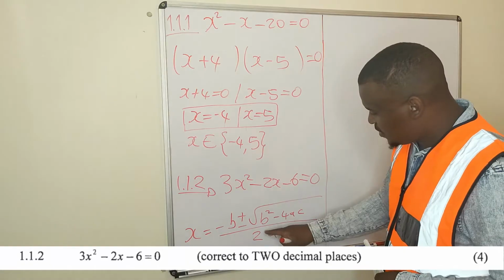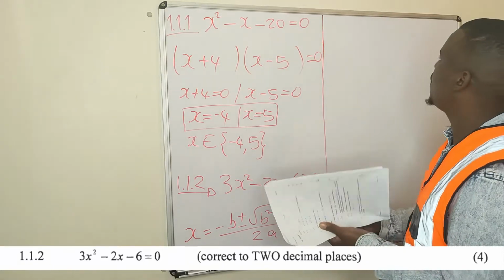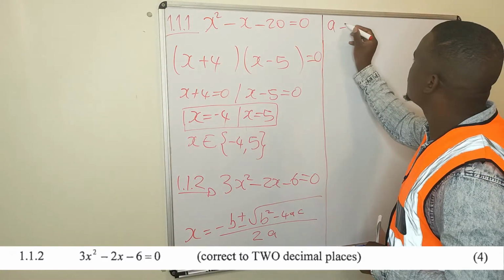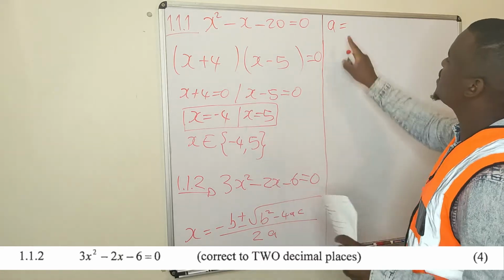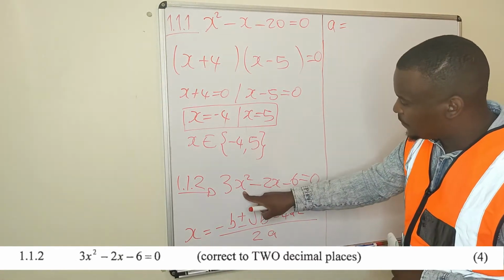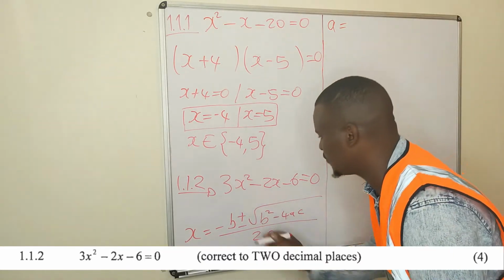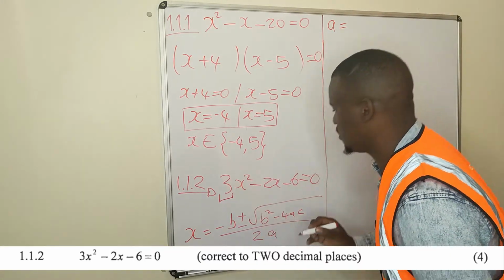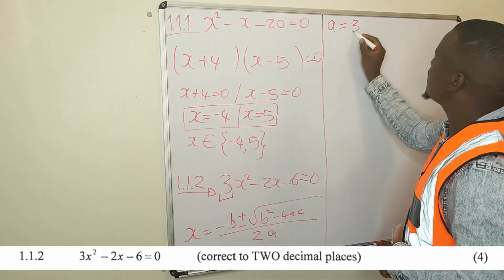So what are these a, b, and c that they're talking about? So a is the coefficient of x squared. Here is x squared. Its coefficient is the number that's just in front of it. So this is your a. Your a is equal to 3.